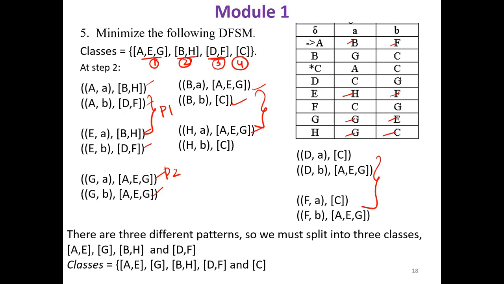Finally, there are three different patterns split into classes. AEG is now split into AE and G, BH as it is, and DF as it is. And finally, instead of four classes, we have five classes: class 1, 2, 3, 4, and 5.